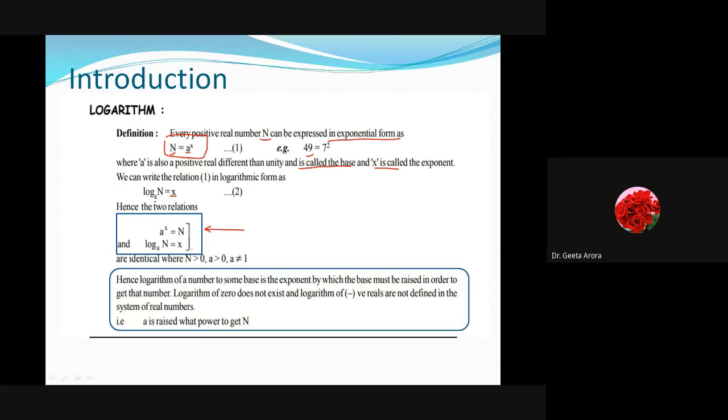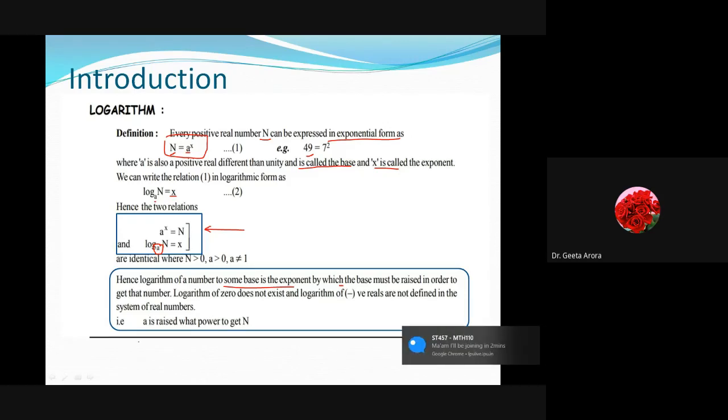log base a of n is equal to x. Correct. And if we talk about other things, then the logarithm of a number to some base is the exponent by which the base must be raised in order to get the number. It means that if n is equal to a raised to power x, then the logarithm of this number n with the base a is x. That gives me a raised to power x as the value of n. Correct. So this is what it means.